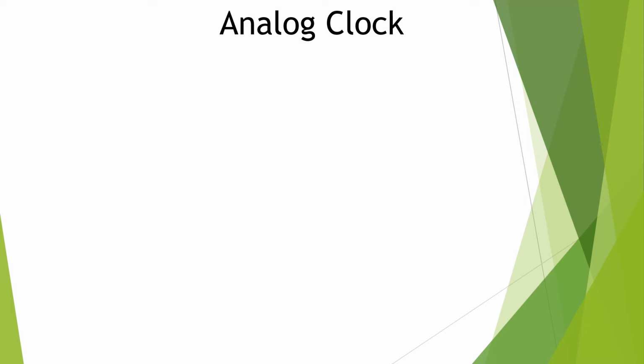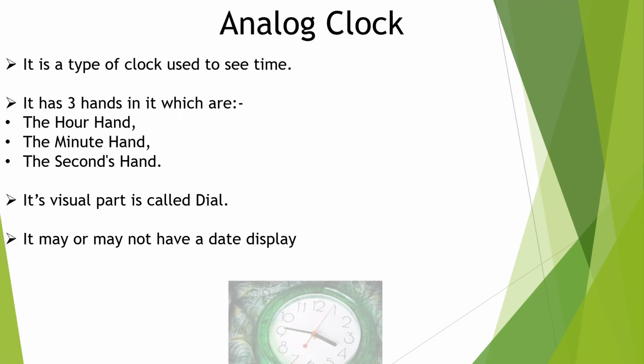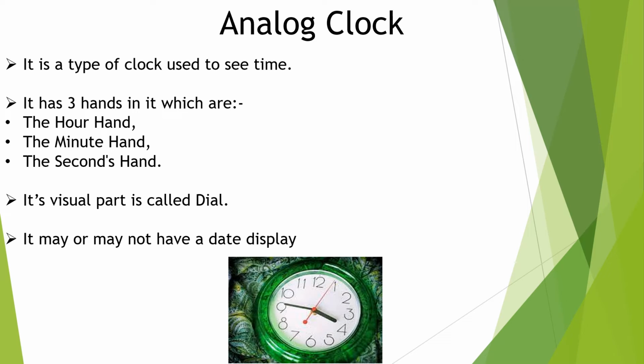So in the previous slide, we learned about digital clock. Now we are going to learn about analog clock. So what is an analog clock? It is a type of clock used to see time. It has three hands in it, which are the hour hand, the minutes hand, the seconds hand. Its visual part is called dial. It may or may not have a date display. So this was about analog clock. Down you can see the image of an analog clock. So let's move on to next slide.